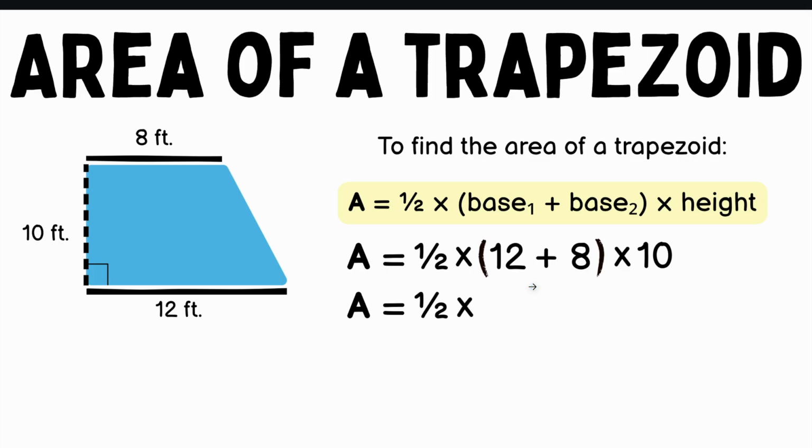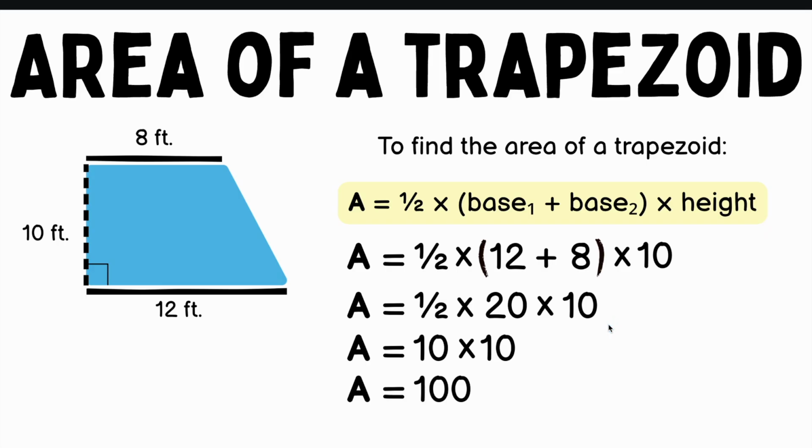Area equals half times, we know 12 plus 8 is 20, times 10. And now we just have multiplication. Area equals half times 20, which means half of 20, which is 10. And we still have times 10. 10 times 10 is 100. That means the area is 100 feet squared. The area enclosed in this trapezoid is 100 feet squared.